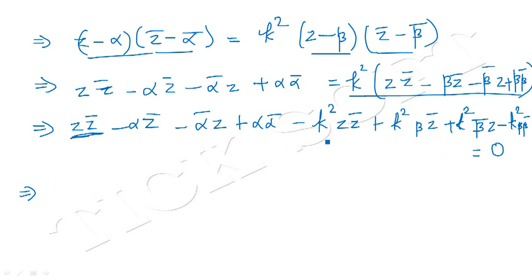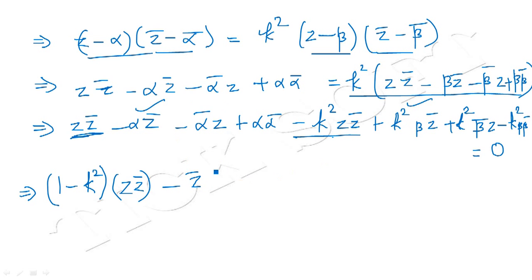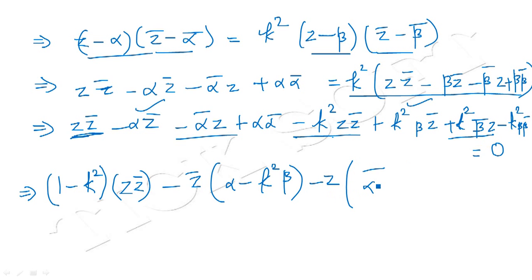Now we know that this term as well as this term consists of the factors z z̄. So if we take out z z̄ as the common factor, then in this term we have 1 as the remainder, and in this term we have −k² as the remainder. Now this term as well as this term consists of the common factor z̄. If we take out −z̄ as the common factor, then we get α − k² β as the remainder. And now this −ᾱ z as well as this +k² β̄ z consists of the common factor −z. If we take out −z as the common factor, then we get ᾱ − k² β̄ as the remainder. And then we have this + α ᾱ − k² β β̄ = 0.